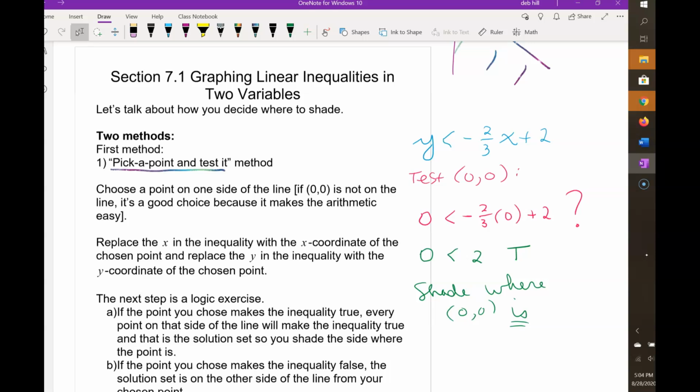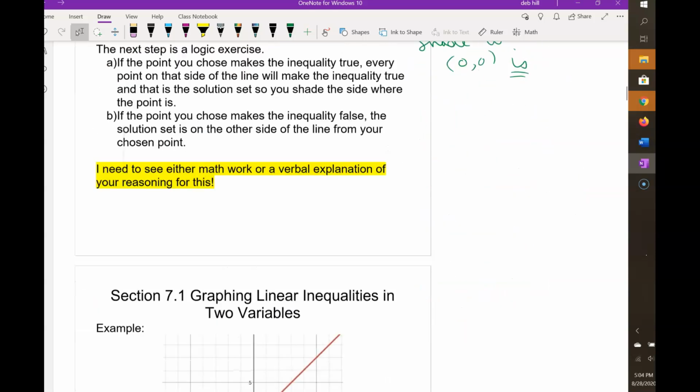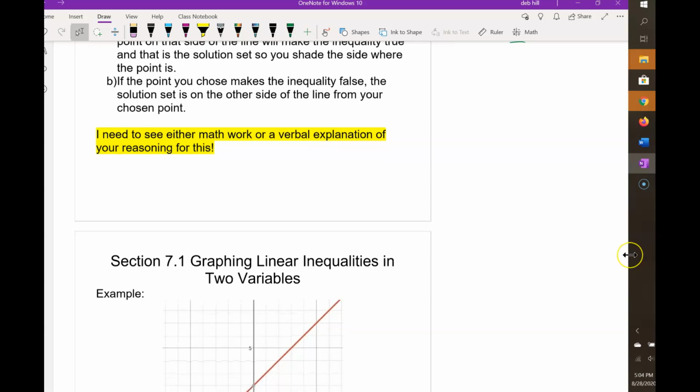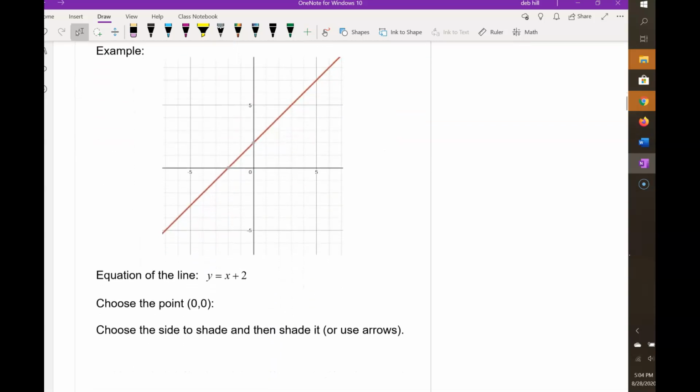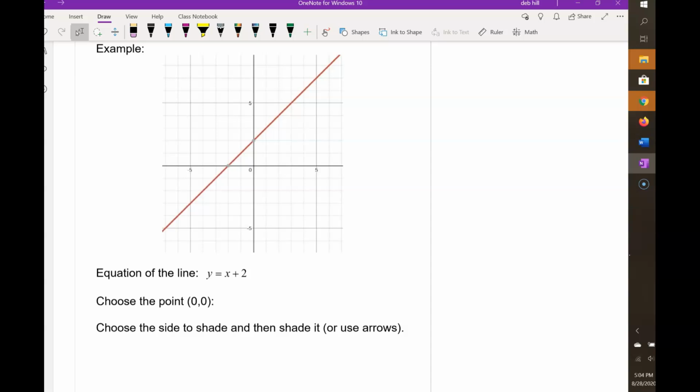If the point you pick makes the inequality false, then you shade away from that point. So I need to either see math work or a verbal explanation of your reasoning for how you decided where to shade. Okay, so let's look at this example.